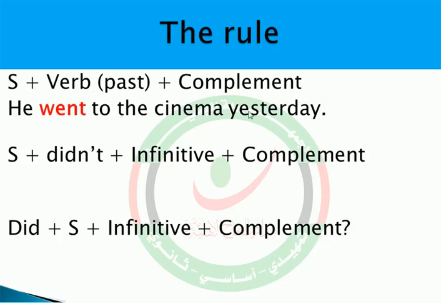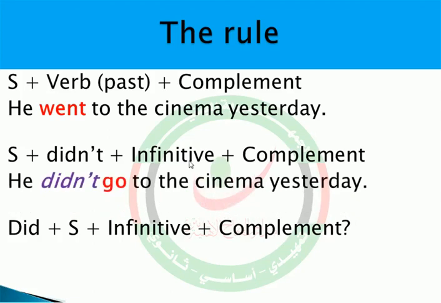To change the past sentence into negative, you have to add didn't after the subject and change the verb in the past into infinitive. Look at this example. He didn't go to the cinema yesterday. You have to add didn't and change the verb into infinitive. He didn't go to the cinema yesterday.